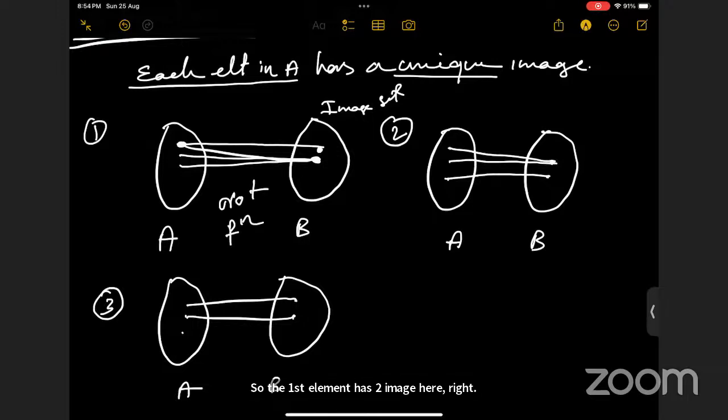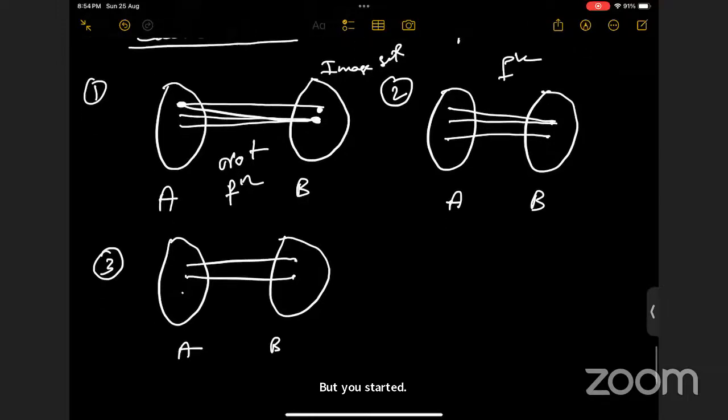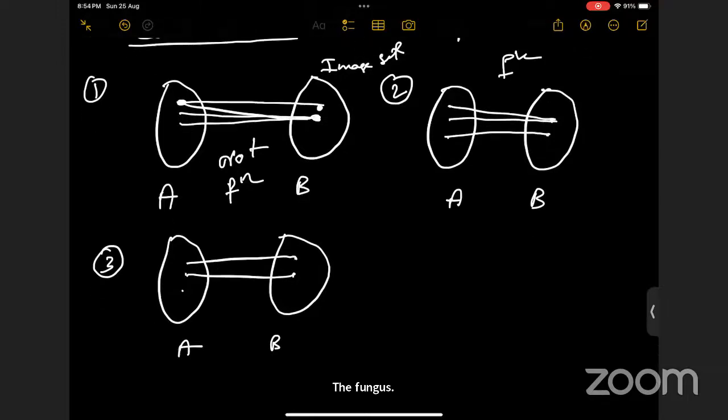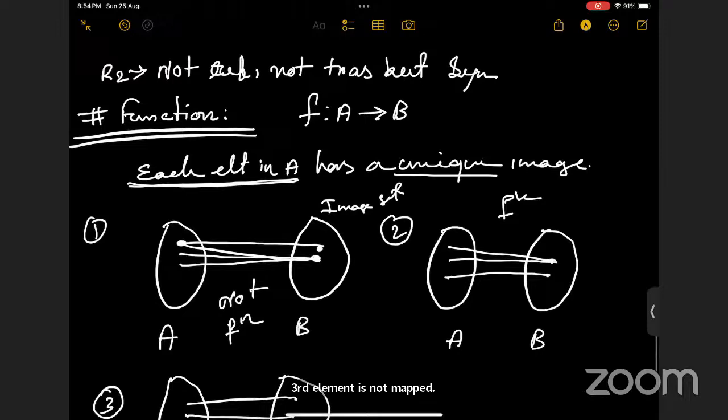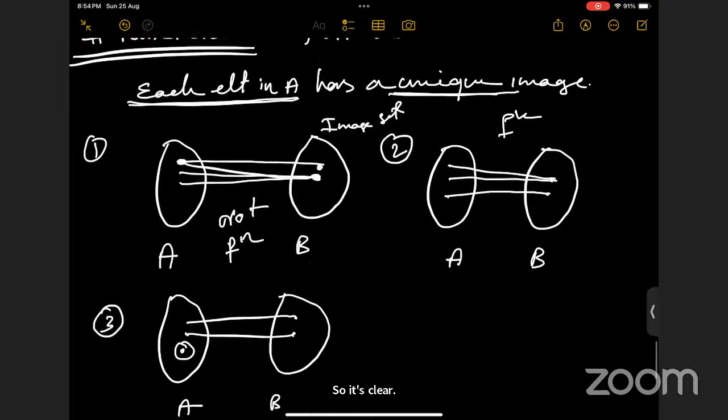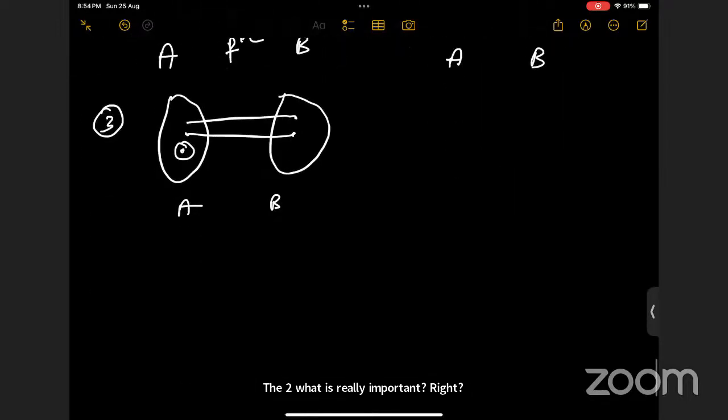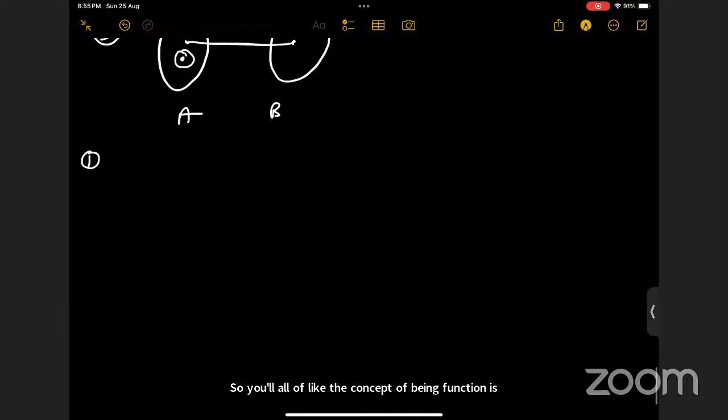Yeah, you are right. What about the second one? It is a function. Yes, ma'am, it is a function. And what about the third one? No, ma'am, it's not a function. Why? The third element in A is not mapped. So it's clear that each element in A has a unique element in B. The word unique is really important, right? So the concept of function is clear to all of you, right? Yes, ma'am. Yeah. So we can move to one-one function and onto function.